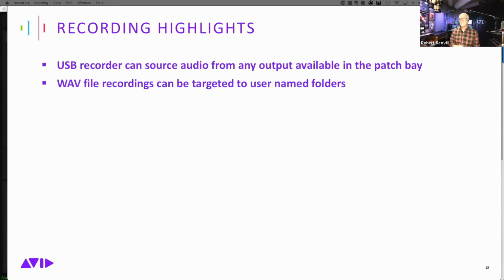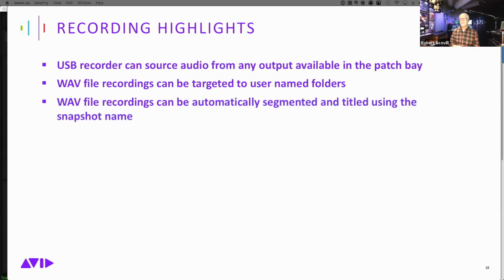WAV file recordings can be targeted to user-defined folders, right? So you can create folders. As you're going to see here for the concert recording archive, I create folders that have a date, the city, etc. in them. That way, all of those takes are associated with a specific folder. You can do that on the USB key and have that ready to go. It's an important piece of the workflow, actually.